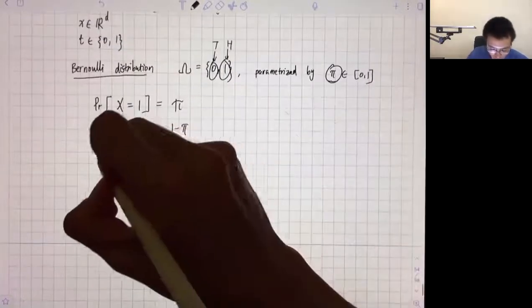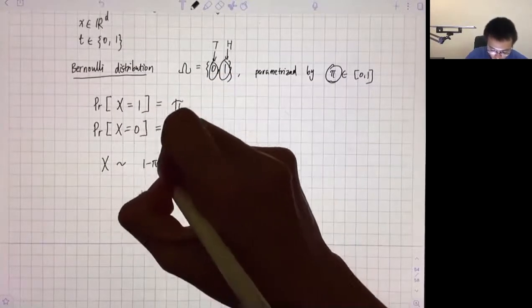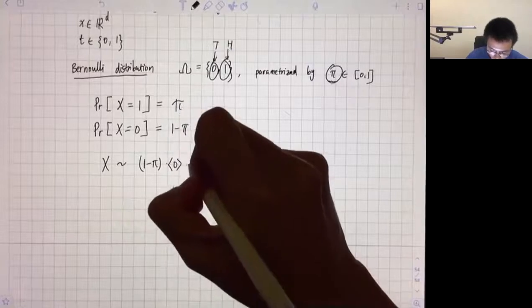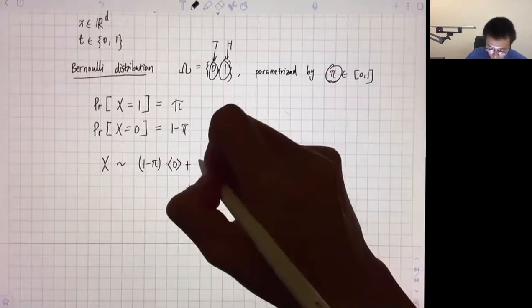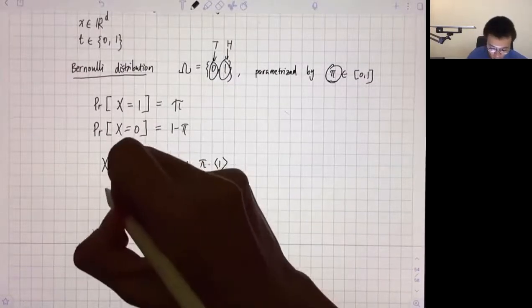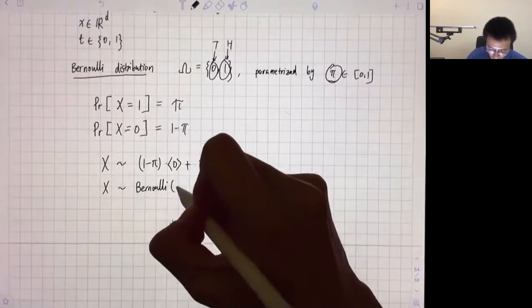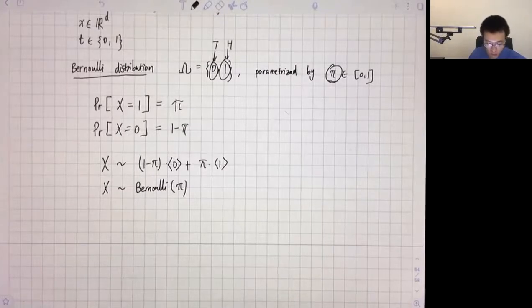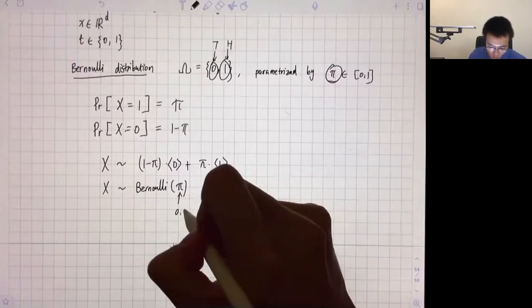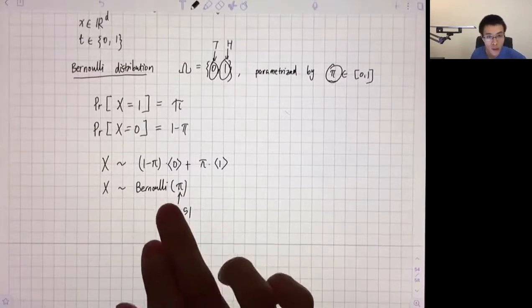Or I can say X is sampled from a two-point distribution, 1 minus pi times 0 plus pi times 1. It's also a notation that you can see somewhere. Or I can say X is sampled from a Bernoulli distribution parameterized by pi. So pi is just a number, for example 0.51. It's slightly leaning towards the head, but the coin is almost fair. So this is an example of a Bernoulli distribution.